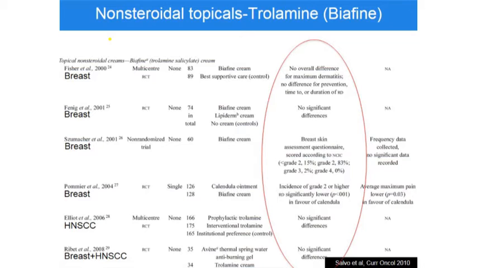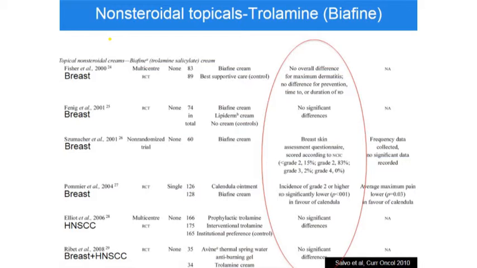And now I will be going over management strategies to prevent radiation dermatitis. But I would like to start first with preventive strategies that have not been shown to work. The one that has probably been studied the most and has been the least effective is trolamine or biafine. Trolamine or biafine has been investigated in large randomized studies conducted by RTOG and others, as seen here, for breast and head and neck cancers, with a significant number of patients.